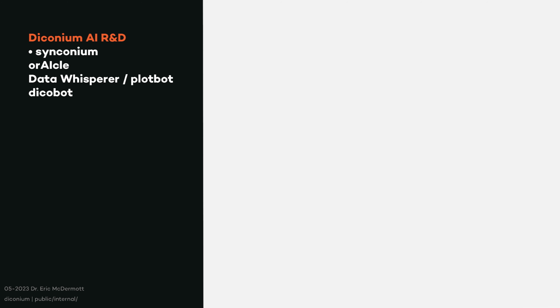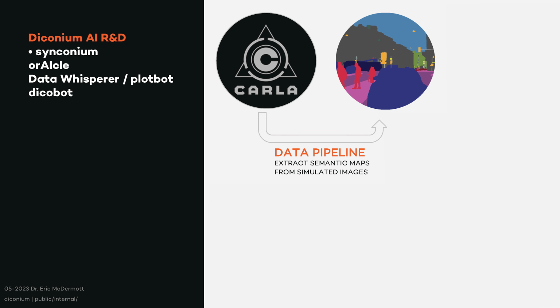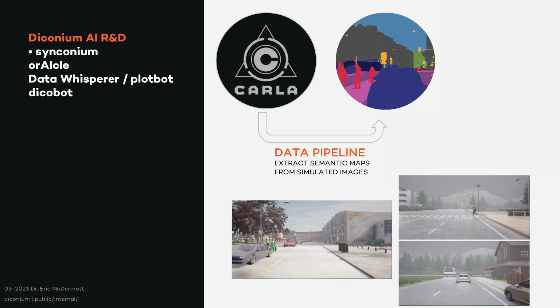The first is a project called Diconium. Here we're using an open source simulator called Carla to produce simulated images. These look like they're out of a computer game, it's kind of like a computer game, actually. And what we get from these images, though, is a segmentation map.